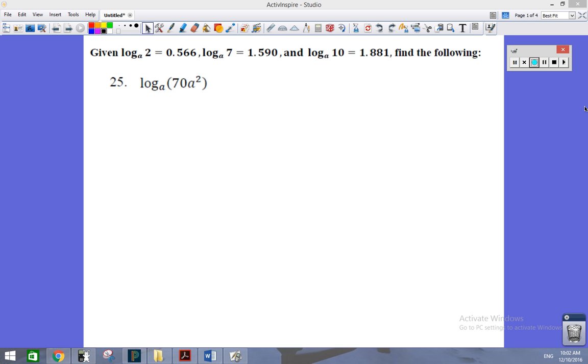They give us an approximation of log base a of 2, log base a of 7, log base a of 10, and they want us to find a numerical value for each of these using properties of logarithm. So I need to recognize that this is a product, and I can write a single logarithm as the sum of 2 logarithms with the same base. So I can rewrite this as log base a of 70 plus log base a of a squared.